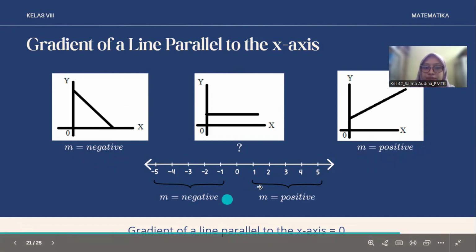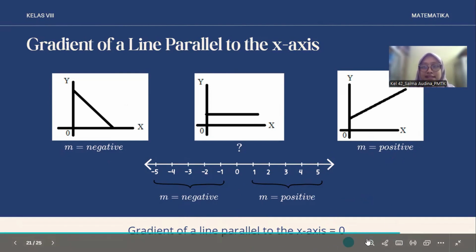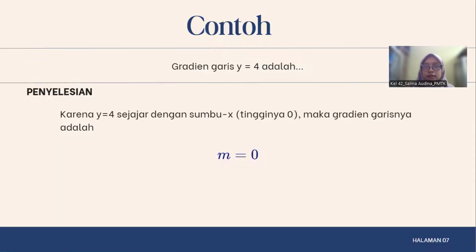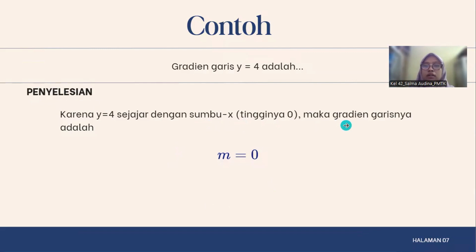So the gradient of a line parallel to the x-axis is 0. For example, for the line y equals 4, because y equals 4 is parallel with the x-axis, the gradient of the line is m equals 0.